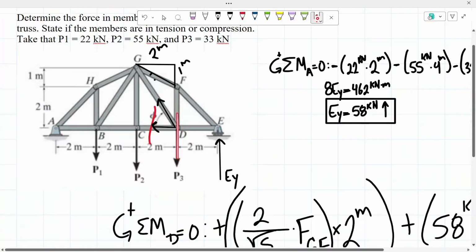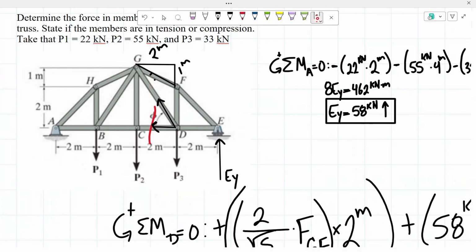Since it is going downwards, we know it's going to be creating also a clockwise moment, meaning a negative moment with a force of 33 kilonewtons. And then from here to here, we know that there's a distance of 2 meters.